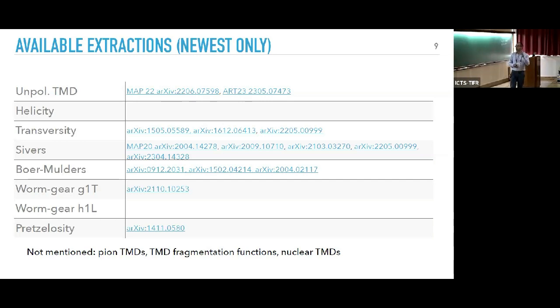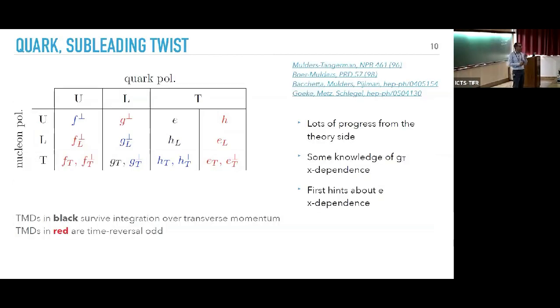There is some knowledge of the g_T x dependence, just because this is related to the structure function g2, which has been measured in the past in inclusive DIS. And basically, we don't know much about the others. Maybe we can also argue that there are some first hints about the x dependence of this function e(x), which enters in unpolarized observables. All others are basically unknown. These are subleading twist TMDs.